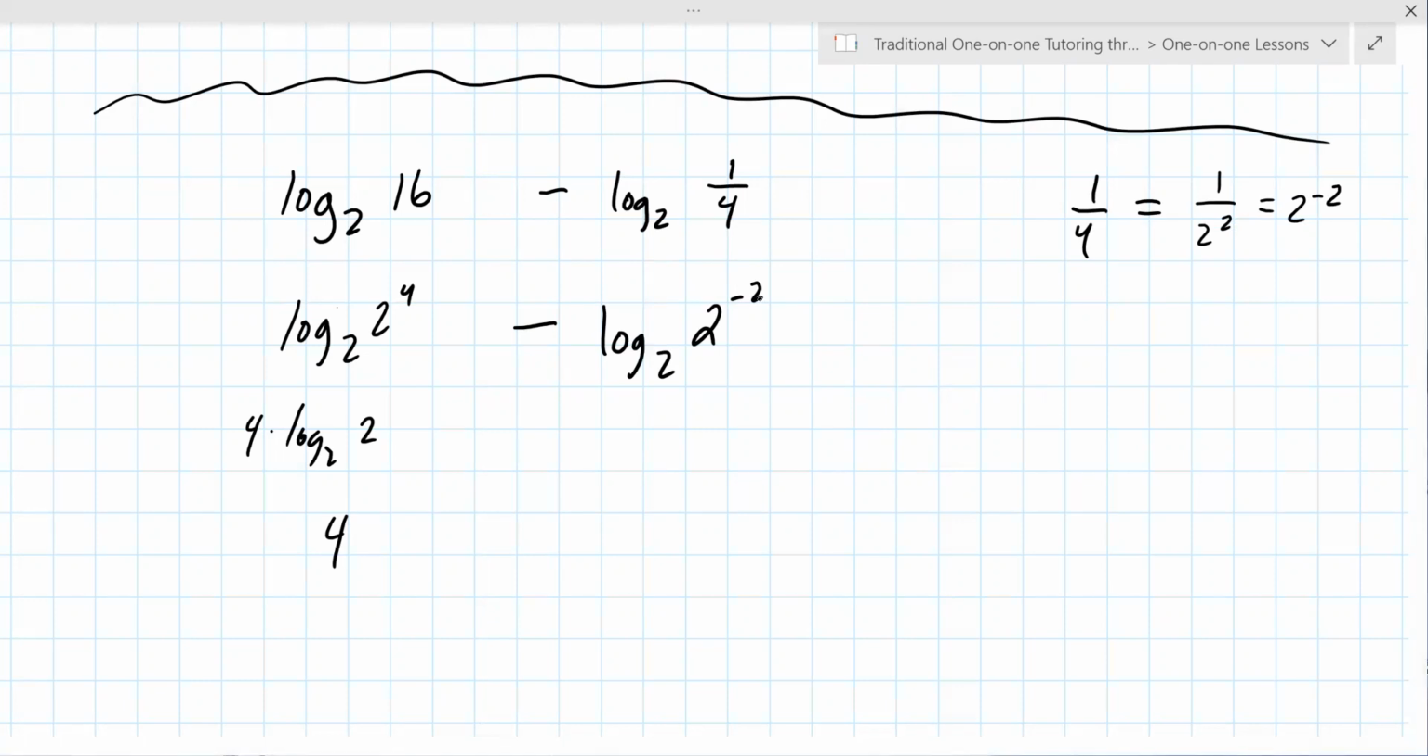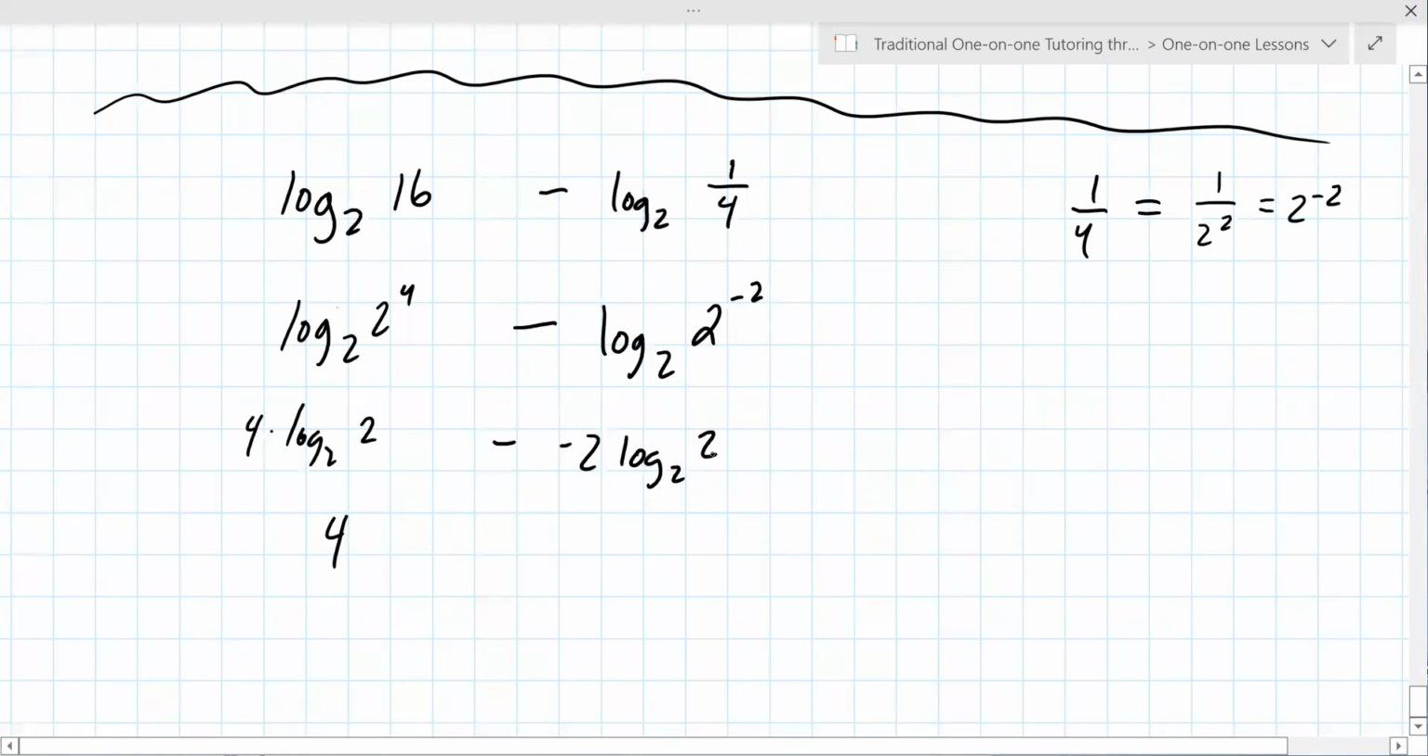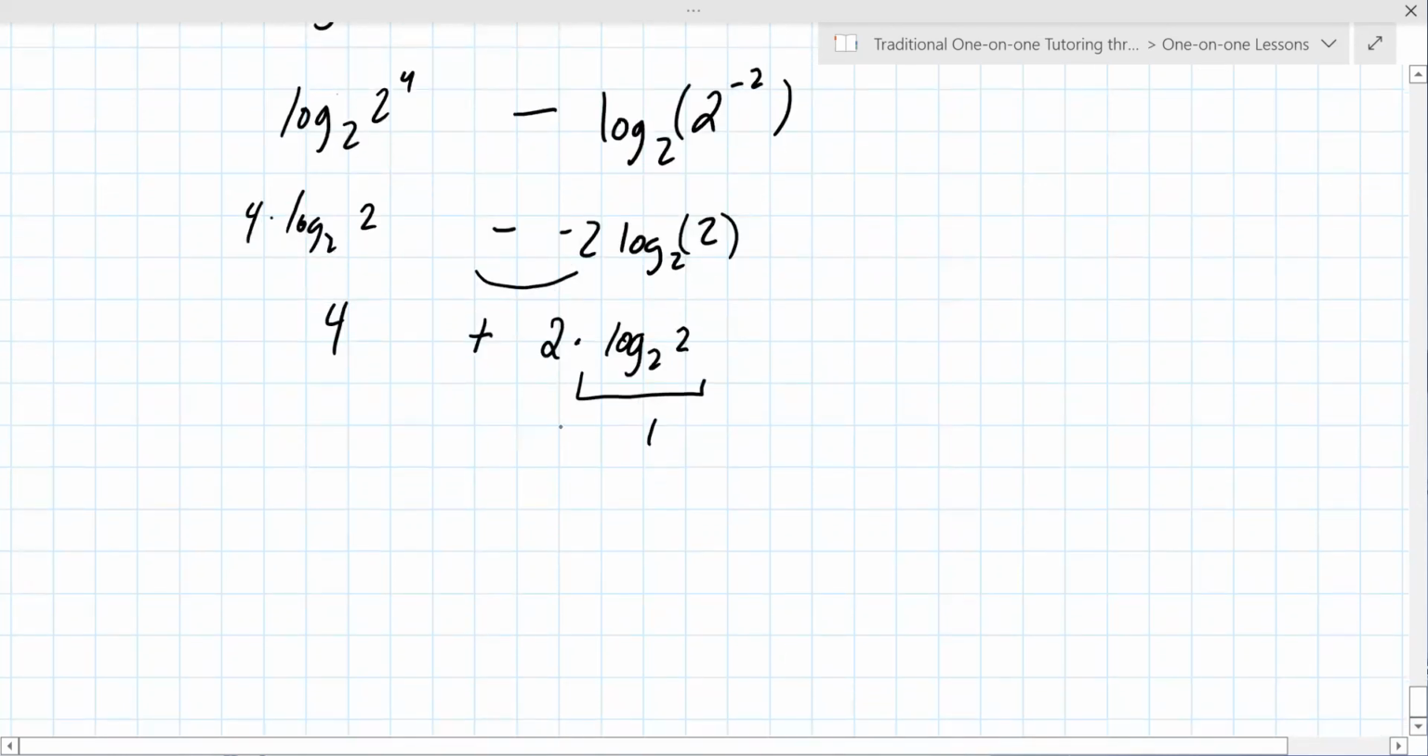So I think it'd be -2 log base 2 of 2. I know it looks like this middle 2 is an exponent of this base, but it's really supposed to be in parentheses. I don't know if that even helps, but these two negatives make a positive. And then you have this 2 times log base 2 of 2, and that becomes 1. So then it would be 4 plus 2, which is 6. Good. Let's try one more.